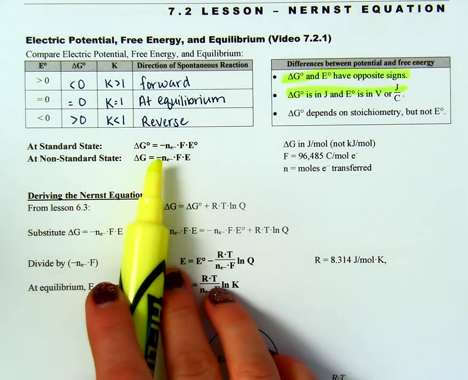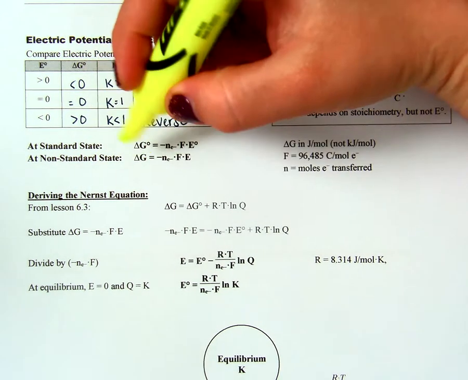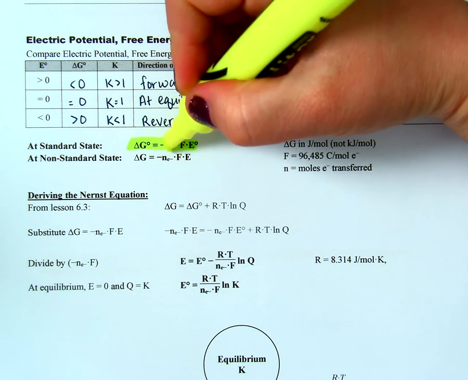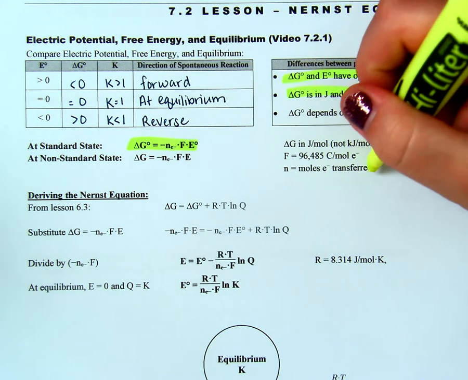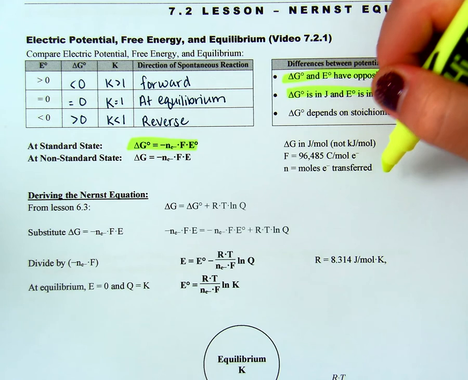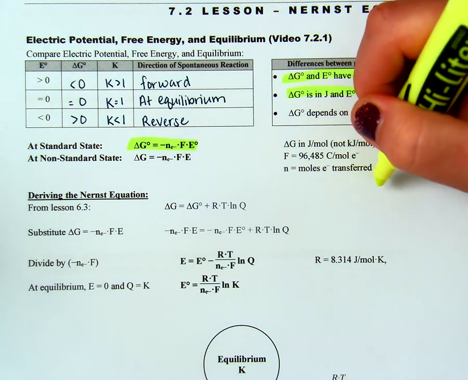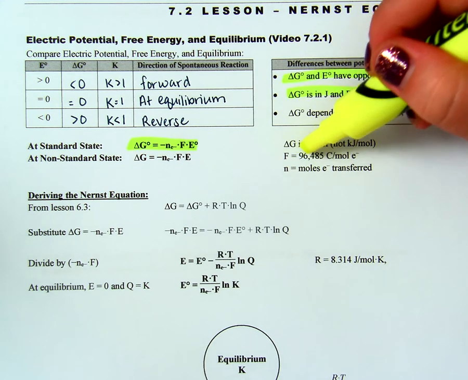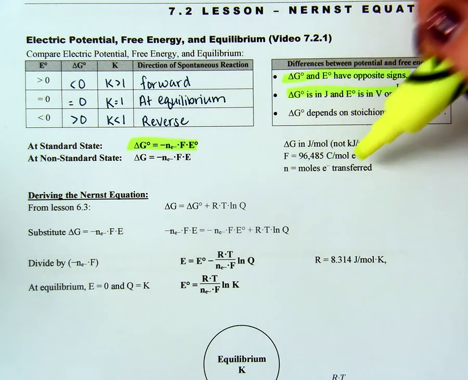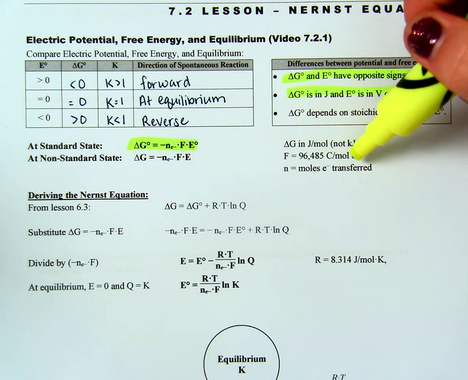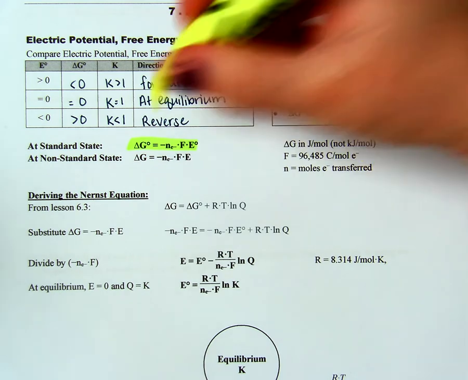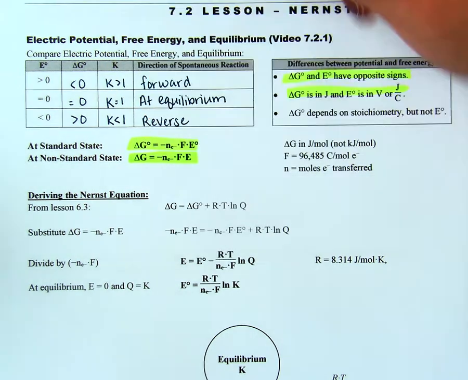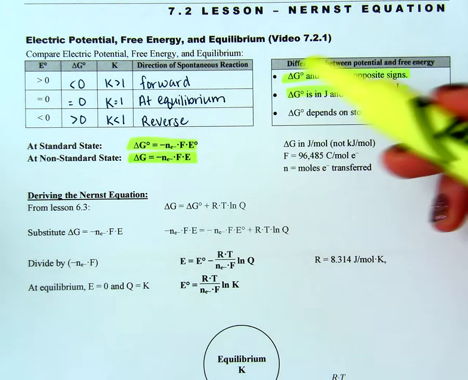So at standard state, we have our equation for delta G here. Delta G naught at standard state equals negative n F E naught, where n is the number of moles of electrons transferred. If we have 2 moles of electrons transferred, of course, n will be equal to 2. F is our Faraday's constant, right there, 96,485 coulombs per mole of electrons. And that's where we can see why that depends on the stoichiometry of the reaction. So at the non-standard state, we have the same equation, but we're just not at standard state here. So you notice you're missing the naught symbols.